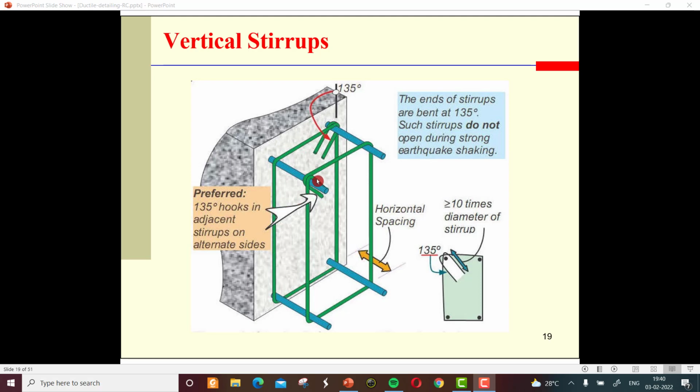So this is actually the 135-degree hooks in adjacent stirrups on alternate sides. The ends of stirrups are bent at 135 degrees. Such stirrups do not open during strong earthquake shaking. So that's why you're providing 135-degree hoops. And regarding the horizontal spacing between two ties, it should be designed properly. There is no direct value for that, and the extension length should be more than 10 times the diameter of the stirrup.